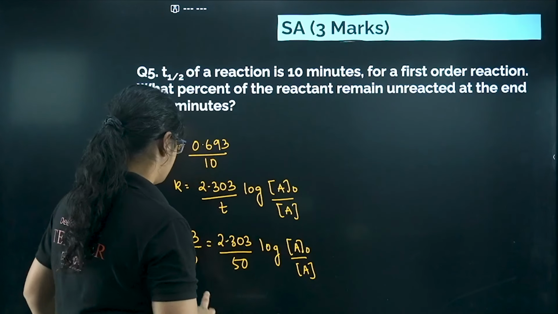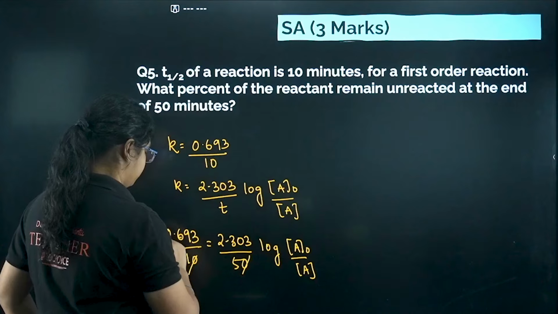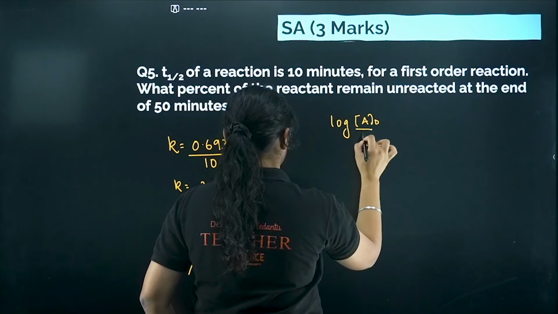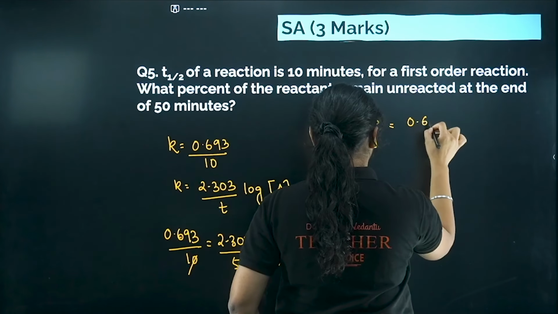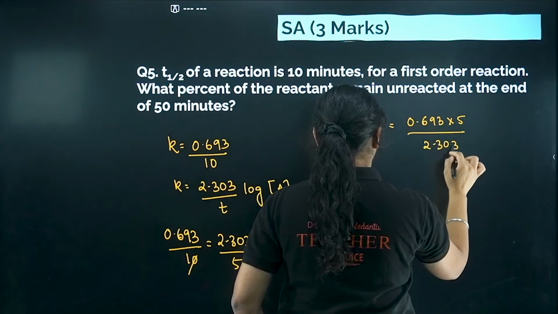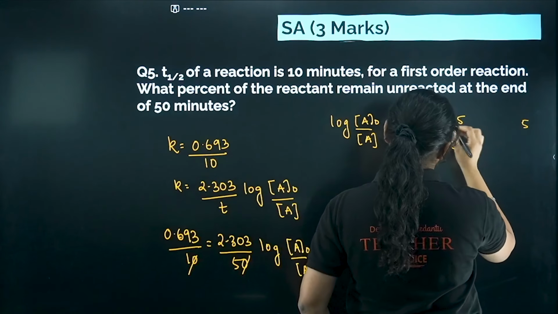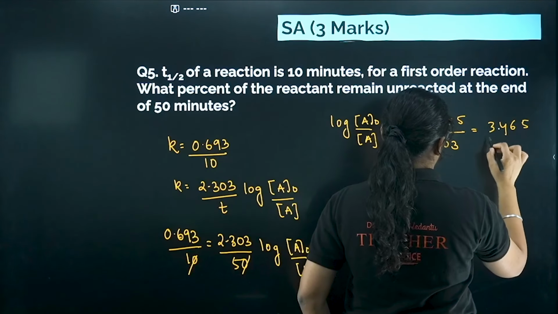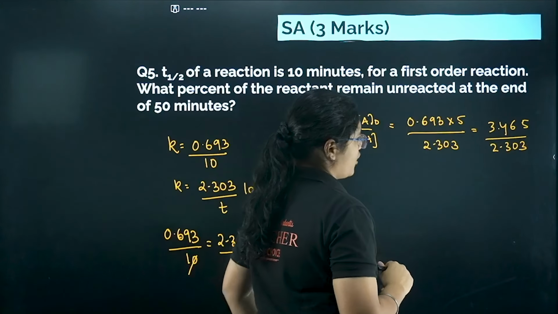Okay, so how to calculate this one? I can cancel 0, 0 here. I can take this multiply 5 here. So I will get log of A naught by A is equal to 0.693 into 5 by 2.303. Okay, so that will be equal to, like, 5 3s are 15, 5 9s are 45 plus 1 46, 4 5 6 are 30 plus 4 34. 303. Yes. Now if I solve this, how much I will get?